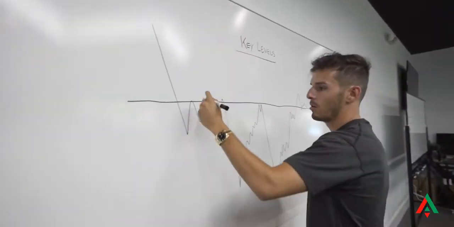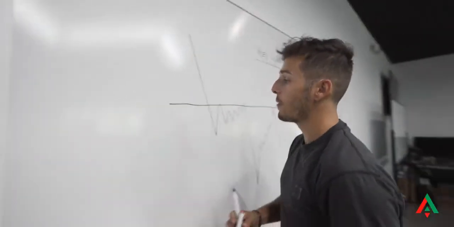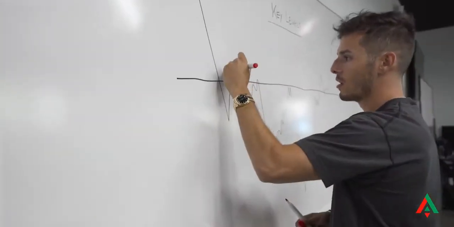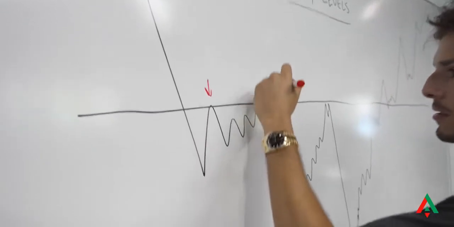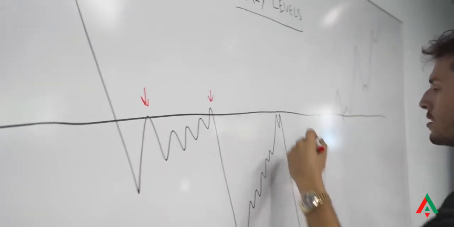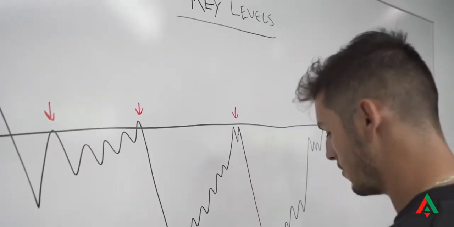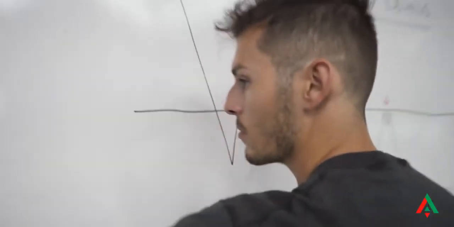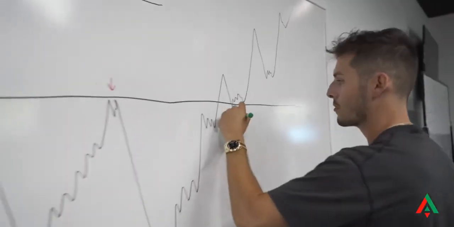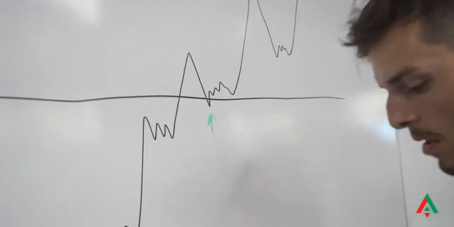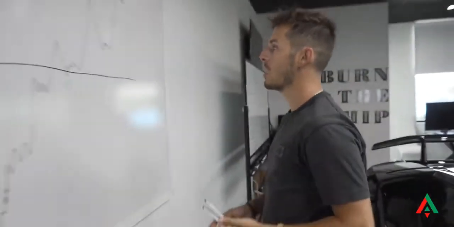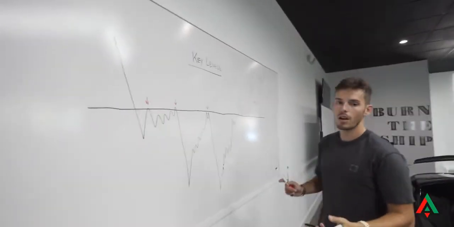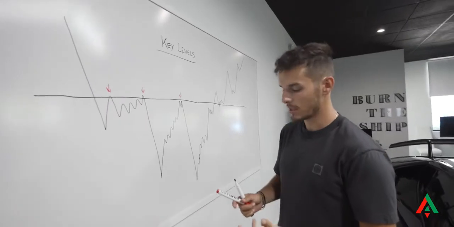So let's just highlight why we did this. Resistance, resistance, resistance, support. So we have 3 areas of resistance and 1 area of support. That's more than enough to qualify this level as something significant.